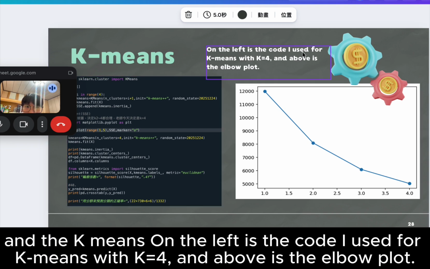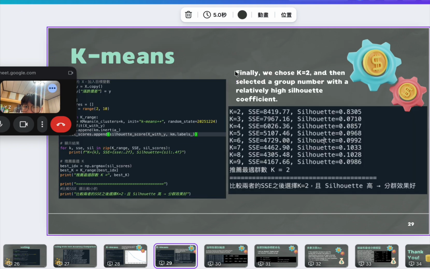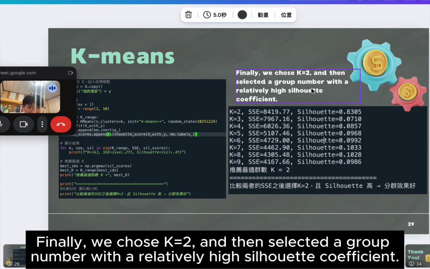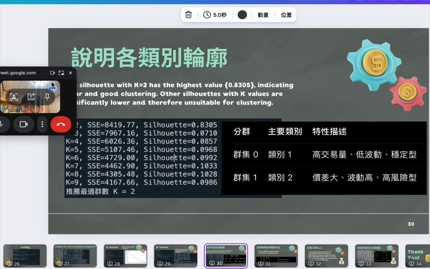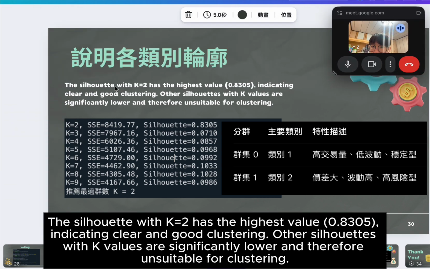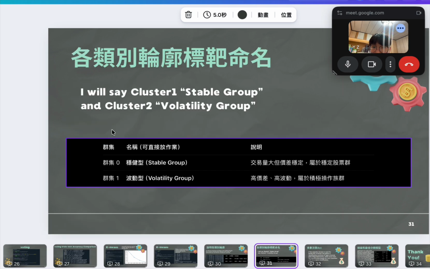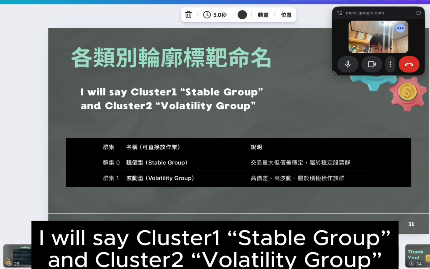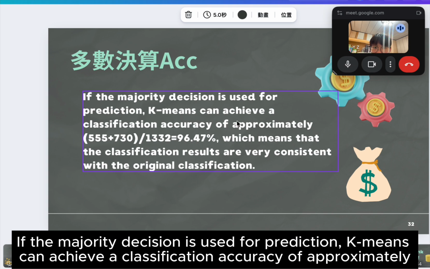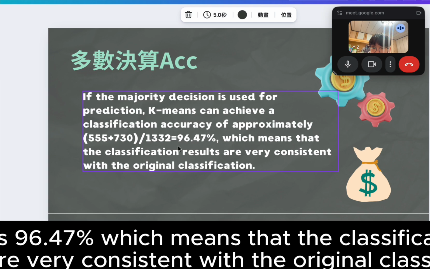And for k-means, on the left is the code used for k-means, with k4 and above being the available points. Finally, we choose k2 and then select a group number with a relatively high silhouette score. The solution with k equal to 2 has the highest value, 0.5305. In general, the clustering selection for other k values was significantly lower and therefore unsuitable for clusters. I will say clusters are good and clusters very good. If a major default is used for programming, it can allow for conversion. It is 66.46%, which means that the clustering results are very consistent with the original configuration.